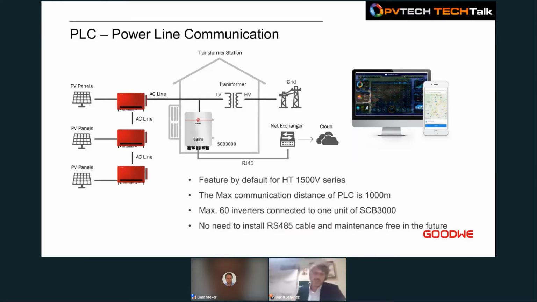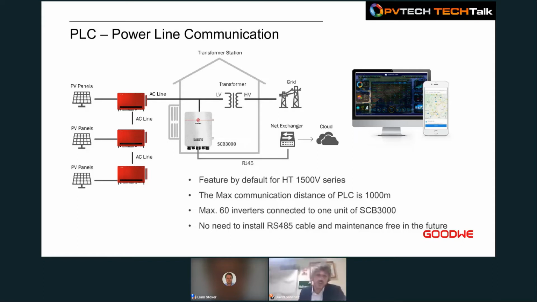PLC communication. So probably you already know about this solution. It's actually a massive innovation in the solar market. So you don't need a communication cable anymore, right? So you don't need RS485 anymore. If you don't want, for sure you can use it. It's always included in the inverters, but if you want, you don't need to use it.